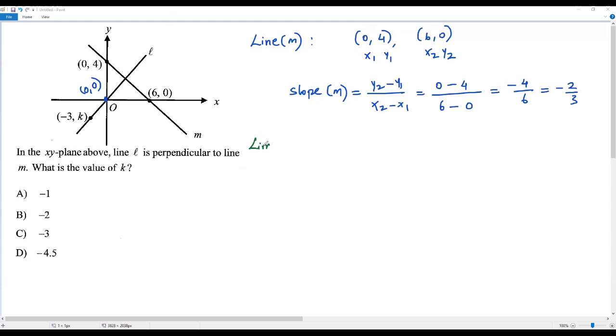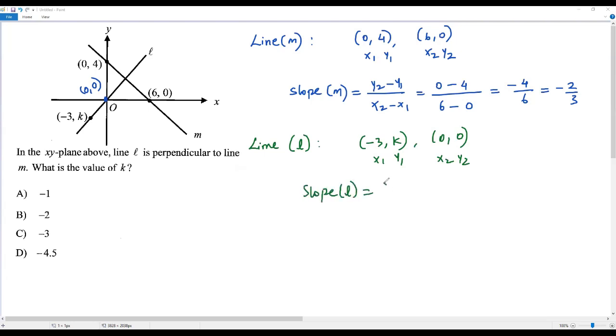Now let me write the stuff for line L. So for line L also we have 2 points, that is negative 3, K, that is given in the question itself. And we also have the origin, the point 0, 0 on line L, because line L is passing through the origin 0, 0. So we can consider the first point as x1, y1 and the second point as x2, y2. So now let me write the slope for line L.